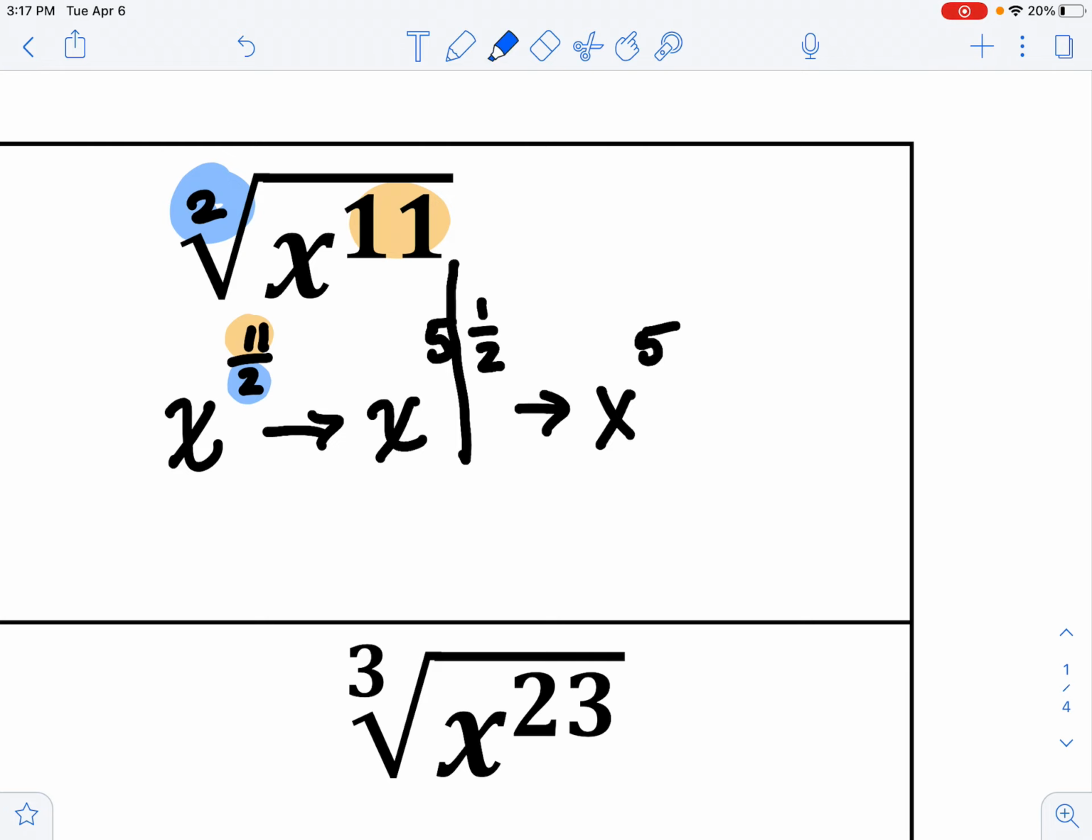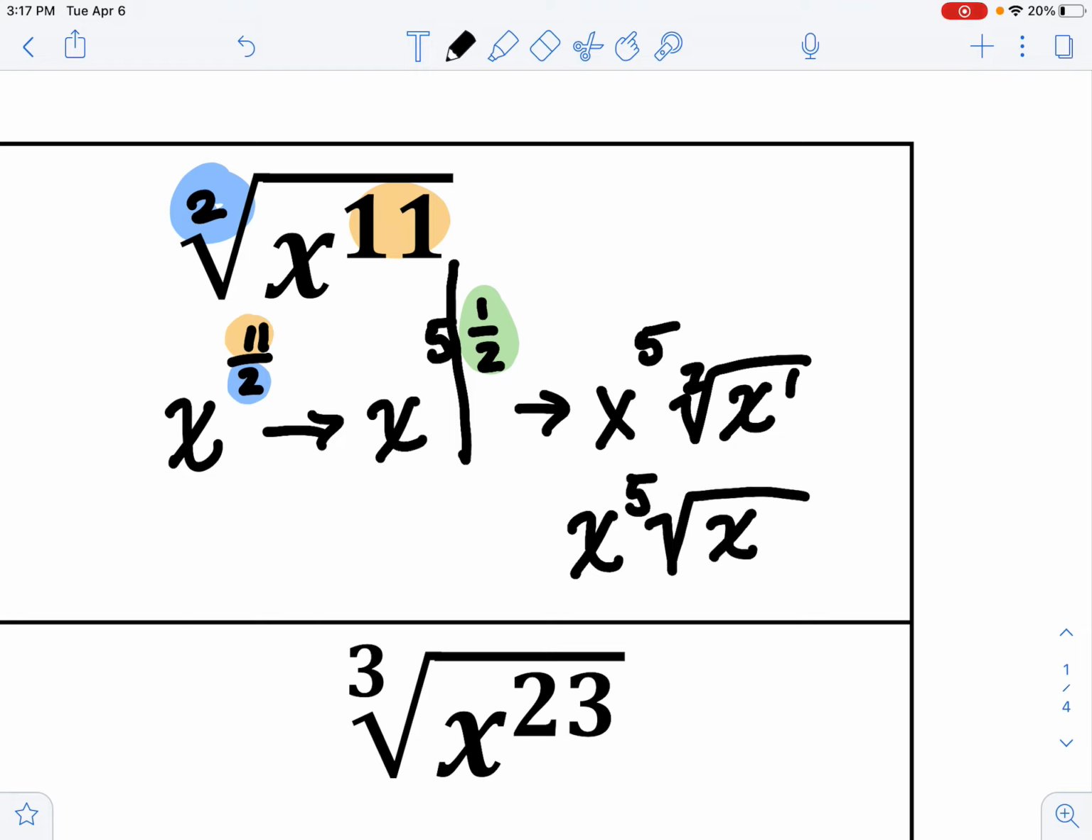But then that 1/2 part that's left is going to be put back into a radical. So that would be square root of x to the 1st. Or you can just write it without the index and without the 1 as x to the 5th times square root of x. Okay? So let me just show you that again. So this part is right here, and the x to the 1/2 part is right here. We have to rewrite it back in radical form.